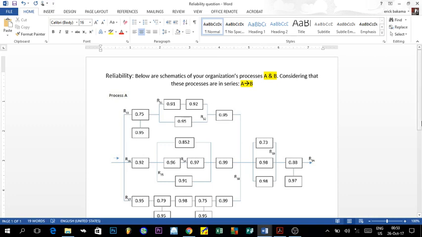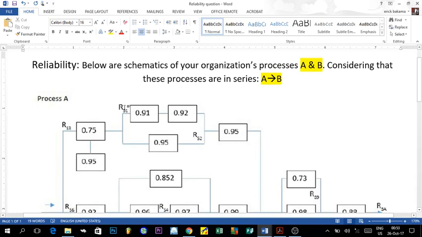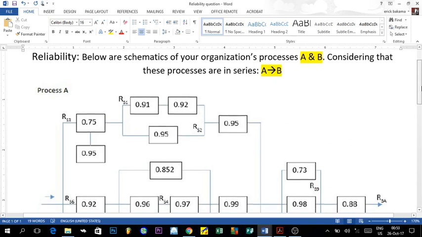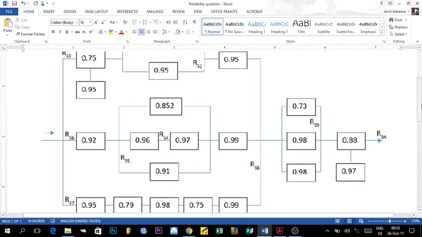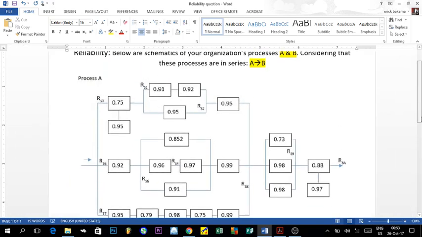From the information that you have here, we identify already that we have RS1, which means reliability of system 1. We have RS2, reliability of system 2, RS3, and so on. So we need to follow all these numbers step by step. By the time we get to the last one, we will find RSA, which is the reliability of system A, or process A, between brackets.